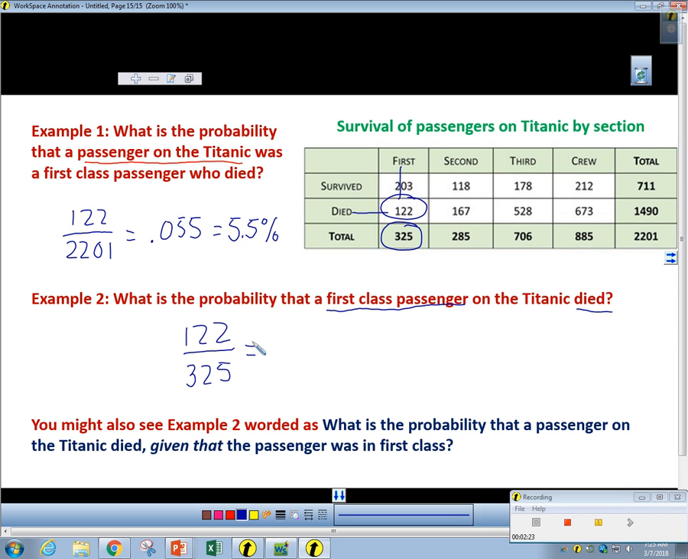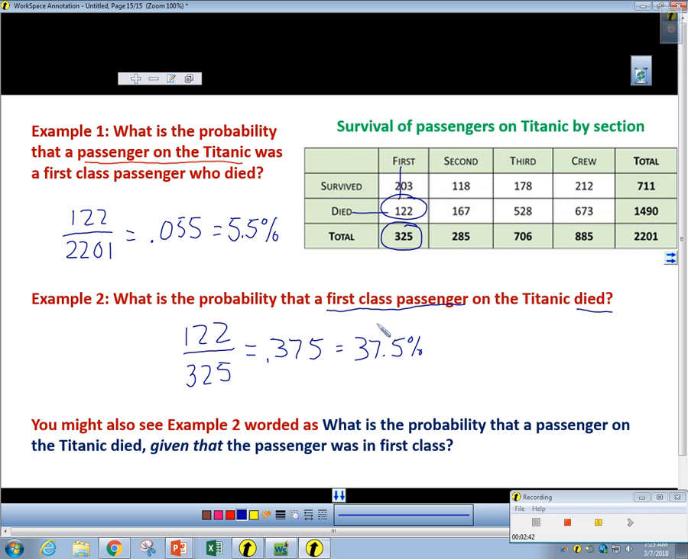I'll put that in the calculator, and we find that that's about 0.375, or 37.5%. So make sure to write it all three ways, as a fraction, as a decimal, and as a percent, because you'll be asked for different ways on different problems.